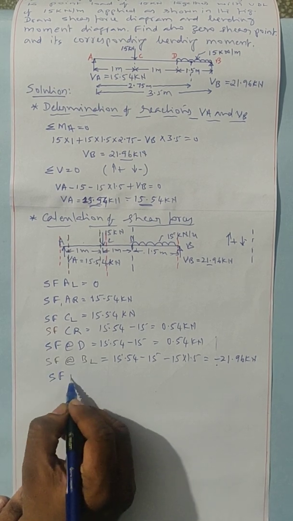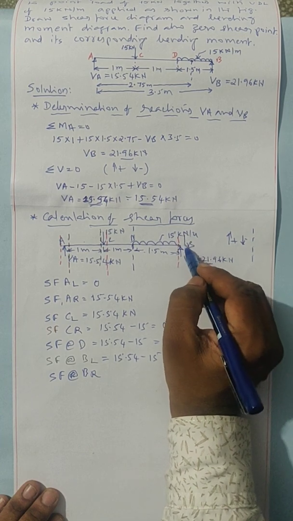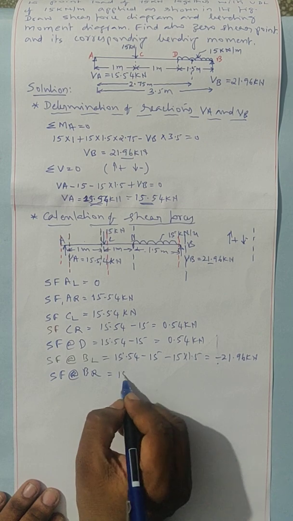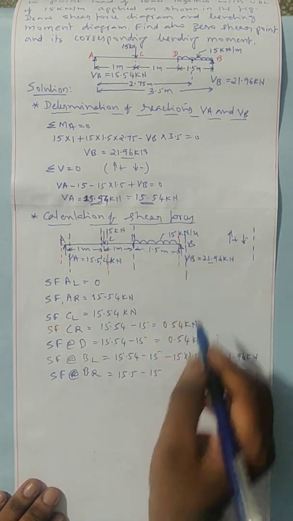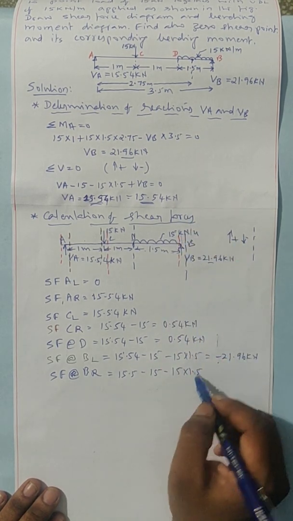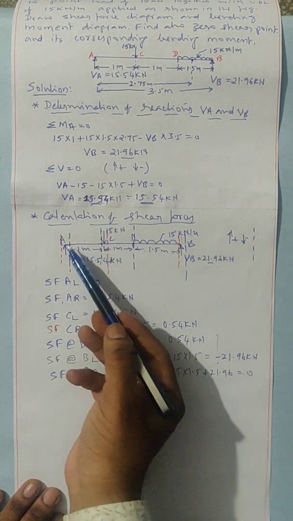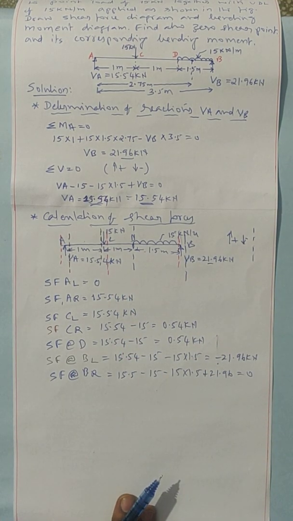Shear force at B right. Here now my section line is B right. I have to consider all the forces, that is upward 15.54 minus 15 minus 15 into 1.5 plus 21.96, equal to 0. That means at the extreme end the shear force at B right is 0. Now we calculated the shear force.